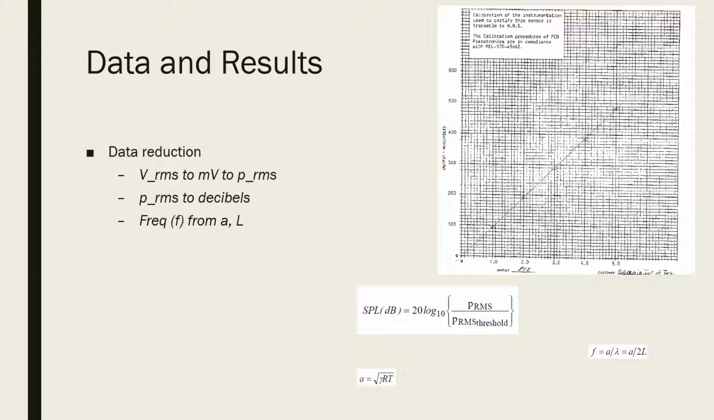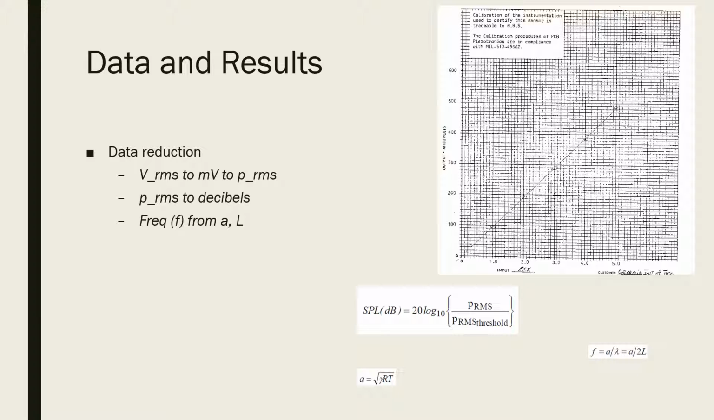We are given raw pressure data in root mean square voltage. In order to determine the sound these waves will produce, we convert to millivolts and then use the chart on the right to find the root mean square pressure. From there, we use the equation beneath the chart to find the sound pressure level in decibels.